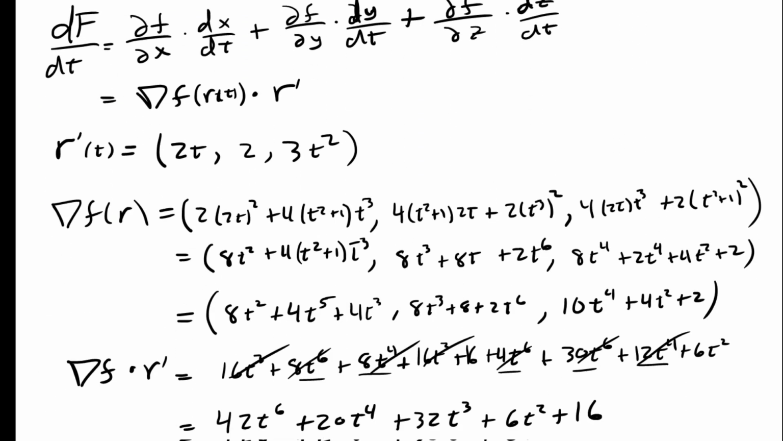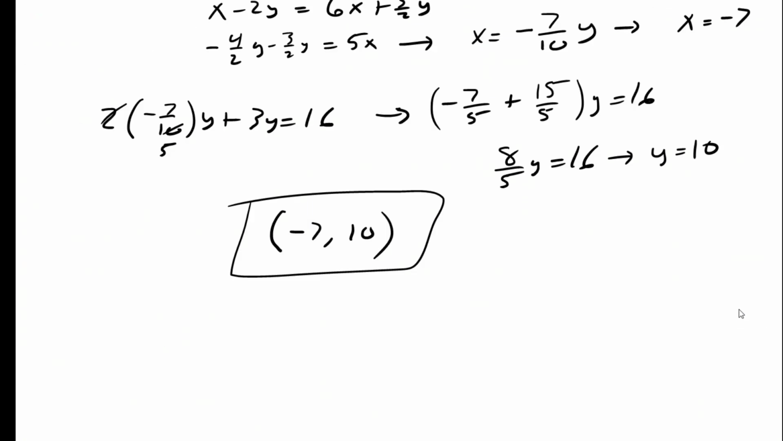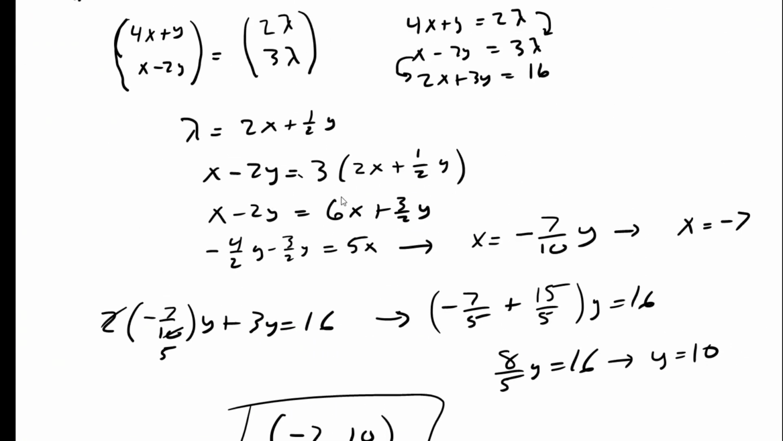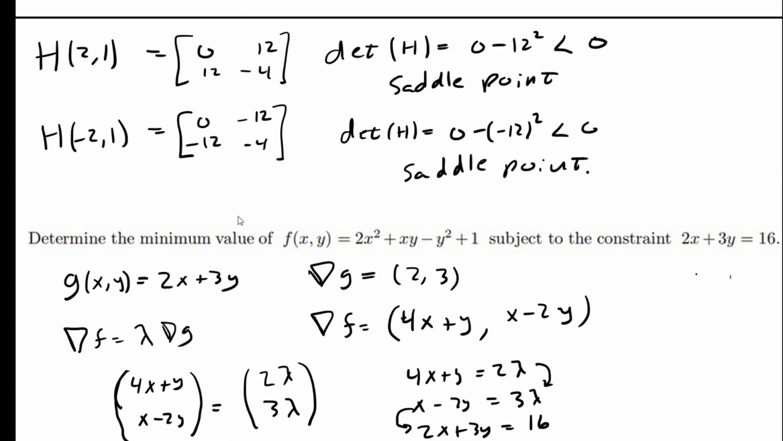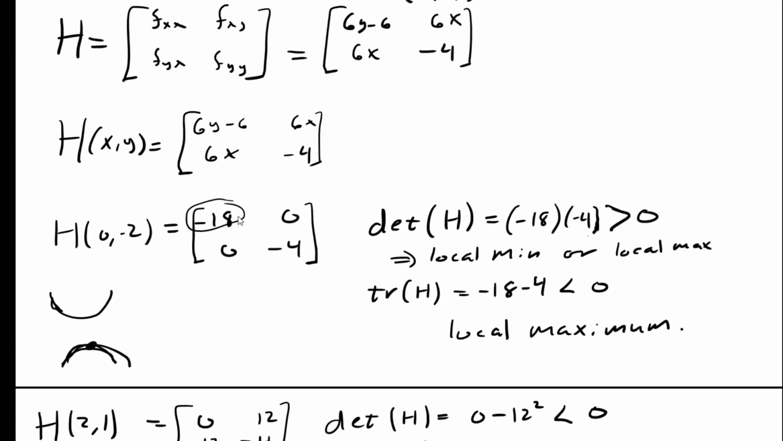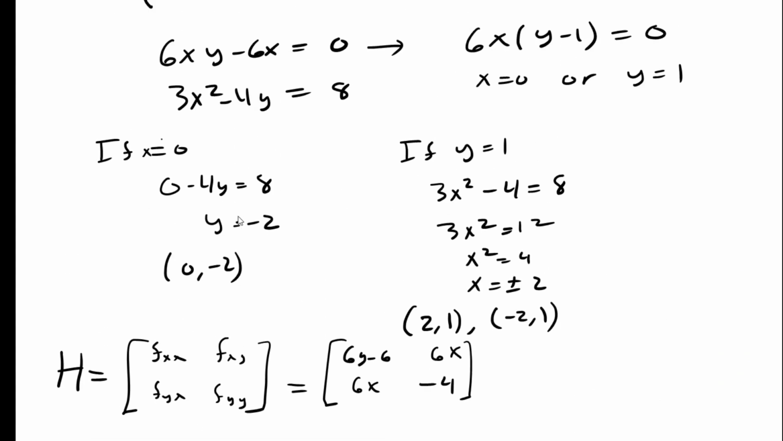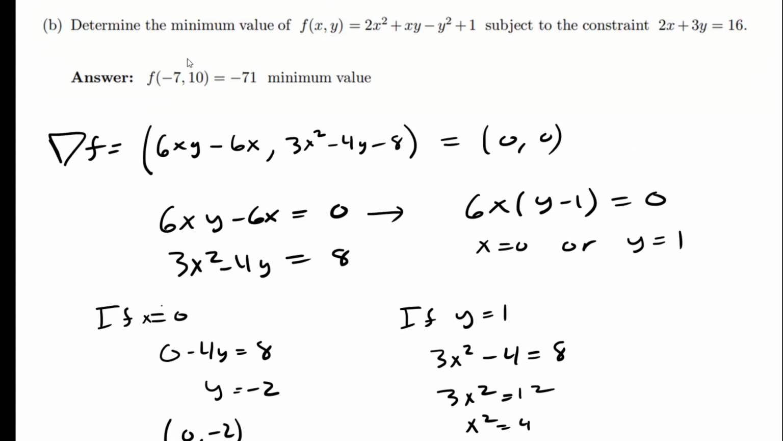Where's the question? There it is. Oh, that's the point where there's the minimum. It says determine the minimum value, so I still need to plug that into the original function. Okay, let me just check, yeah, so at negative 7, 10.